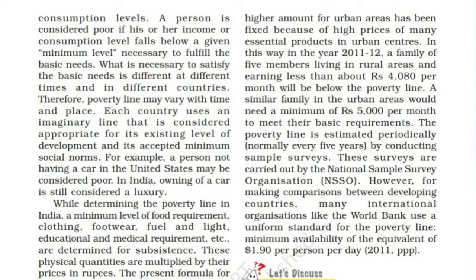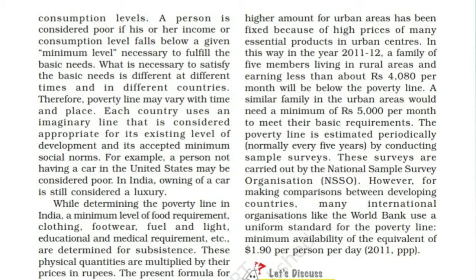How is it estimated or calculated? By conducting sample surveys. And who conducts these sample surveys? The National Sample Survey Organization, that is NSSO. So the National Sample Survey Organization conducts sample surveys periodically, that means after every 5 years. However, for making comparisons between developing countries, many international organizations like the World Bank use a uniform standard for the poverty line. Minimum availability of the equivalent of $1.90 per person per day.